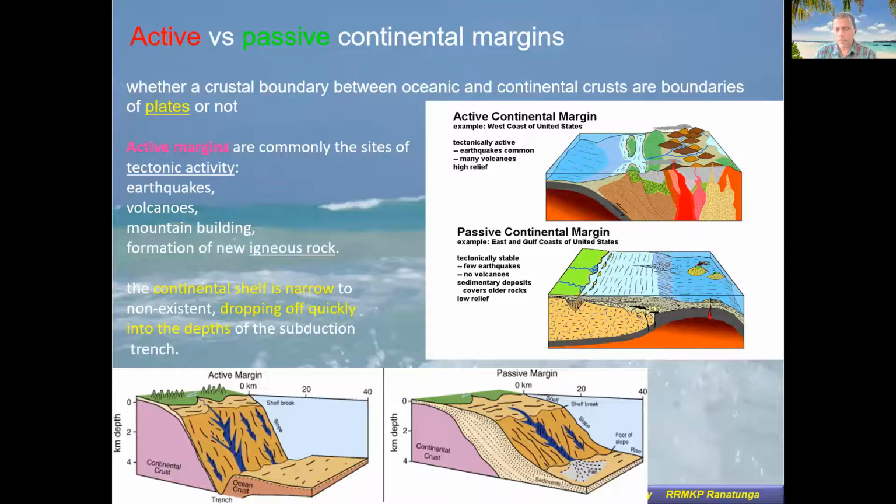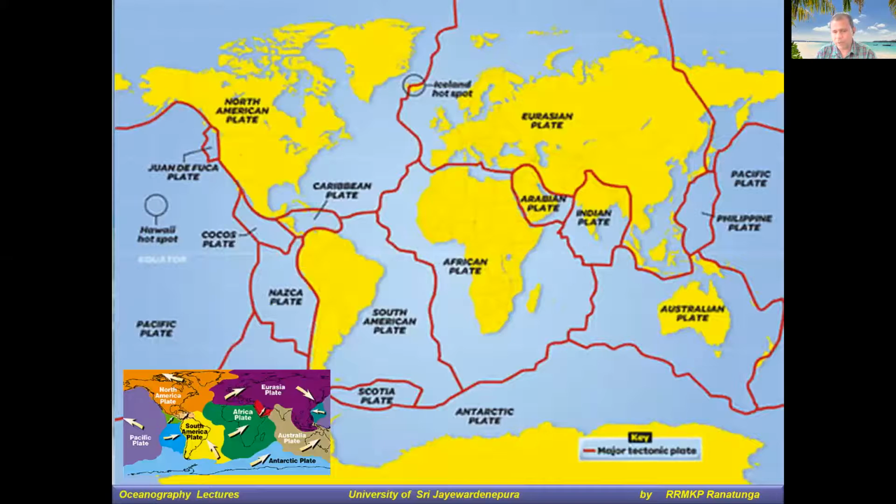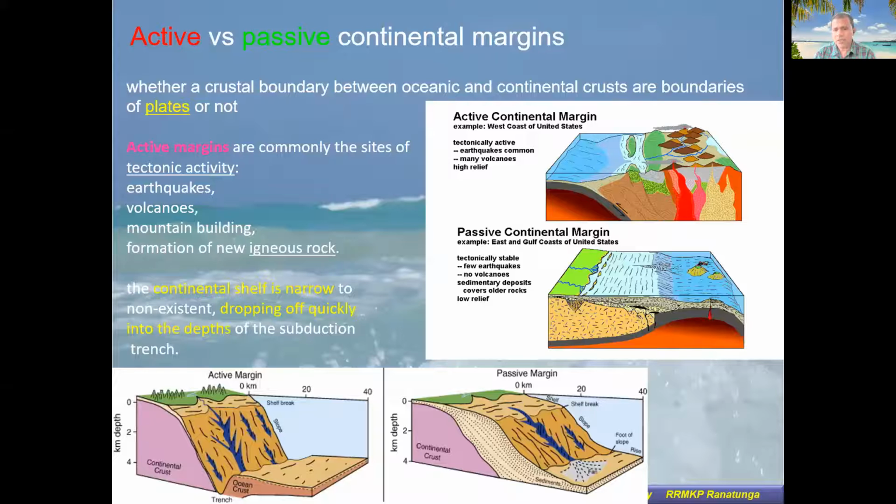Right, now we look at the continental margins. Right, the one we talked about is the plate boundaries. Right? These are plate boundaries. Now we look at the continental boundaries, right, where the continental crust and the oceanic crust separate from one another. Right?